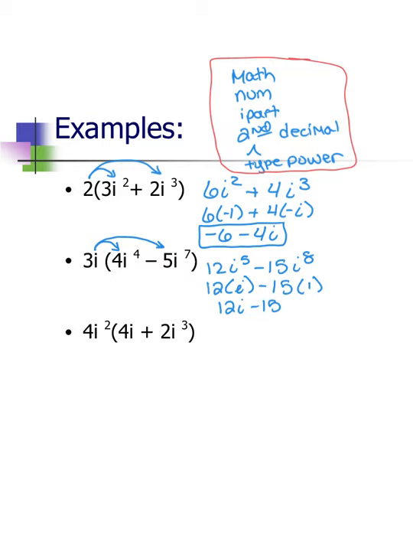Usually for this one, we write the whole number first and then the i term second. So I would just flip that order. Make sure you leave the sign with the number. So it's -15 plus 12i.